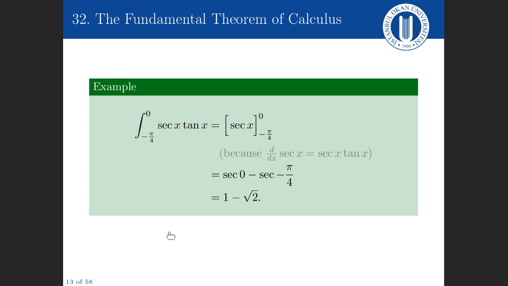Another one. The integral from minus pi over 4 to 0 of sec x tan x. We know an antiderivative of sec x tan x. We look back to our previous chapter about derivatives of trigonometric functions, and we can see that this is the derivative of sec x. So in other words, sec x is an antiderivative of sec x tan x. Then we put the numbers in, and we find that the answer is 1 minus root 2.